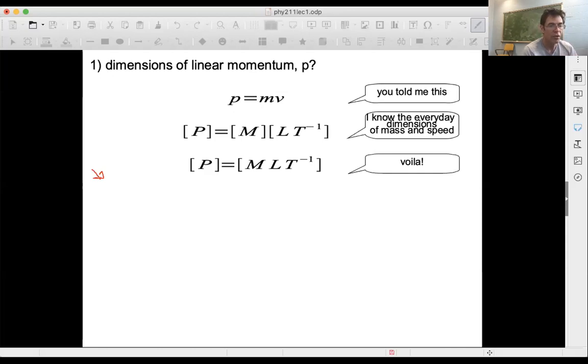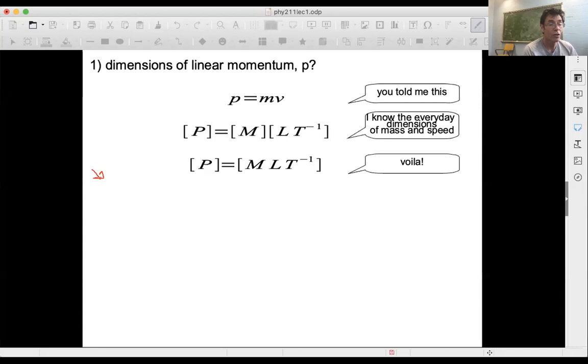Joe asks, in this example, would we divide length by time first and then multiply by the mass, or some other way around? It does not matter. Okay, so whatever way you multiply and divide for the dimensions on the right-hand side, it's always going to be mass times length divided by time.